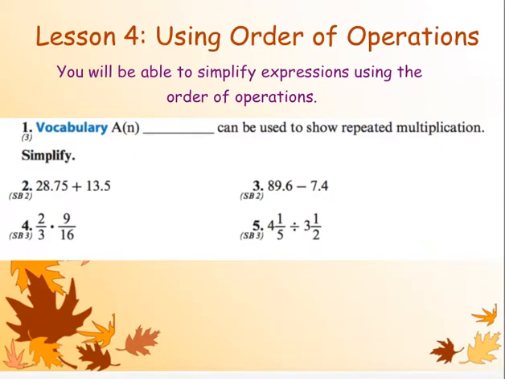Lesson 4 and Lesson 5 of Algebra 1. We're going to be looking at both in this video. First of all, we're going to look at order of operations. The goal is to be able to simplify expressions using the order of operations. It's extremely important to follow these orders, because otherwise we won't have consistent answers, okay?